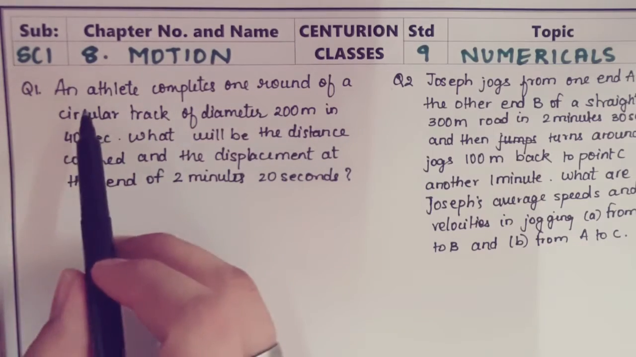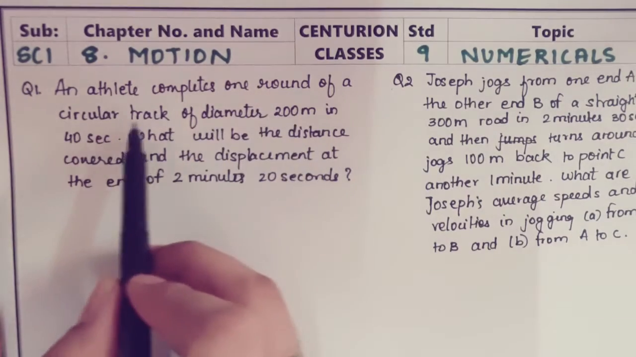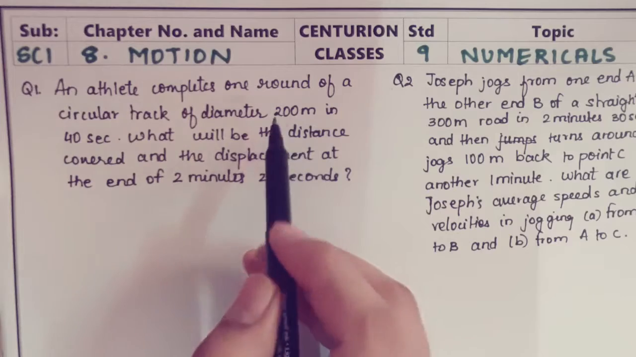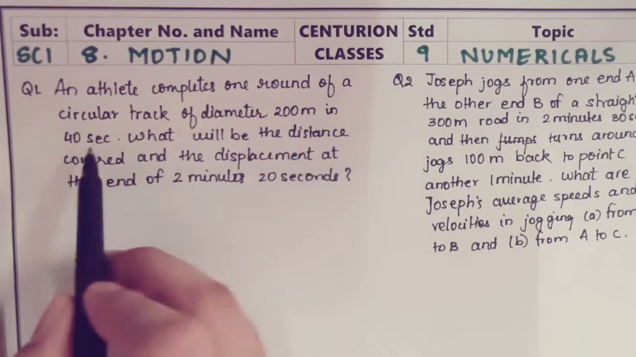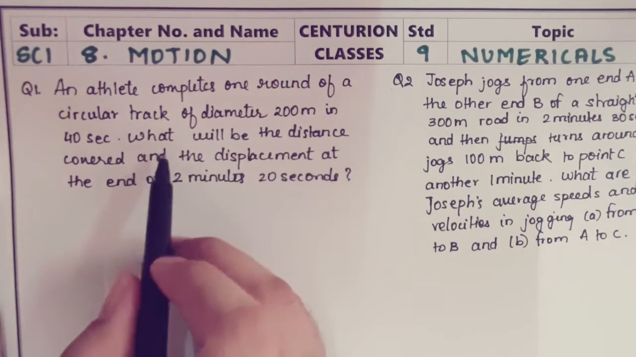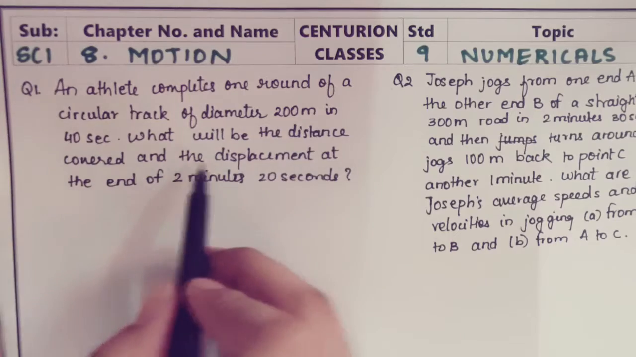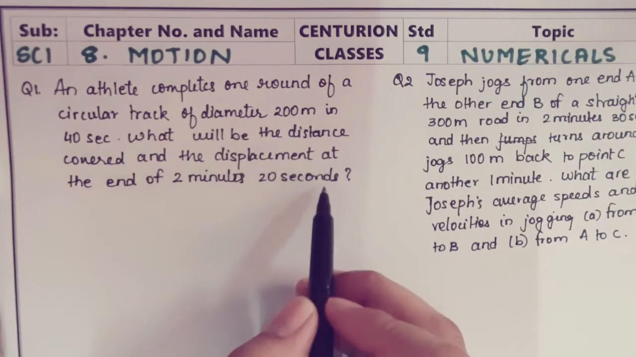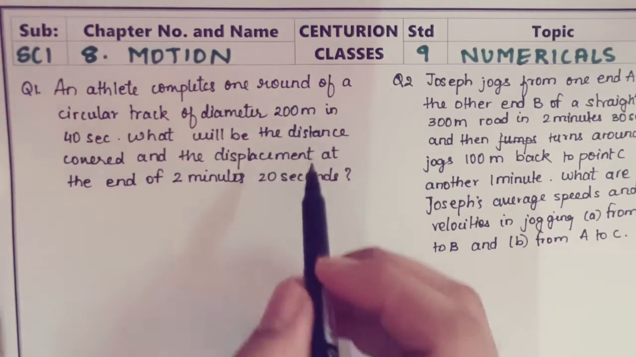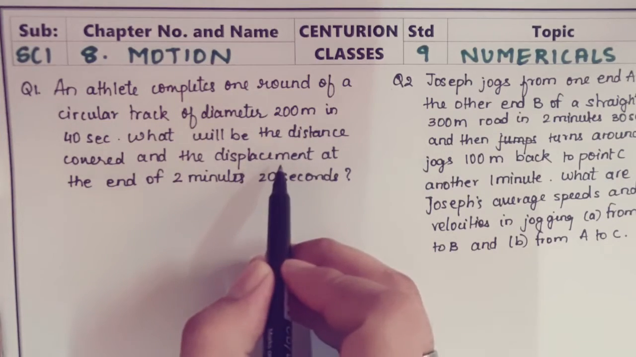So the first question is, an athlete completes one round of a circular track of diameter 200 meters. That means diameter is given. In 40 seconds. Time is also mentioned. What will be the distance covered and the displacement at the end of 2 minutes 20 seconds? So here we need to find out two things. First is distance and the second is displacement.